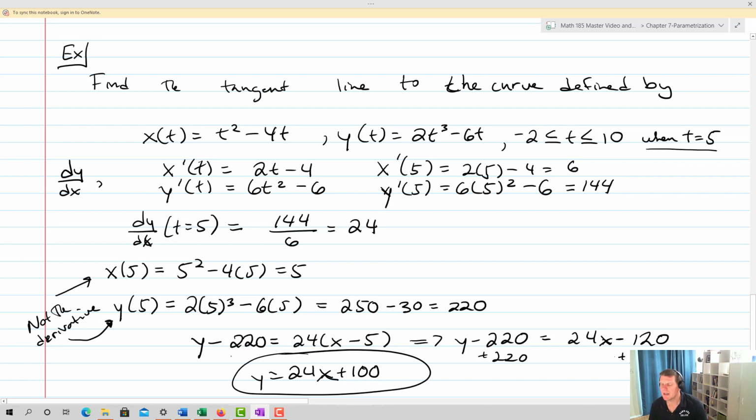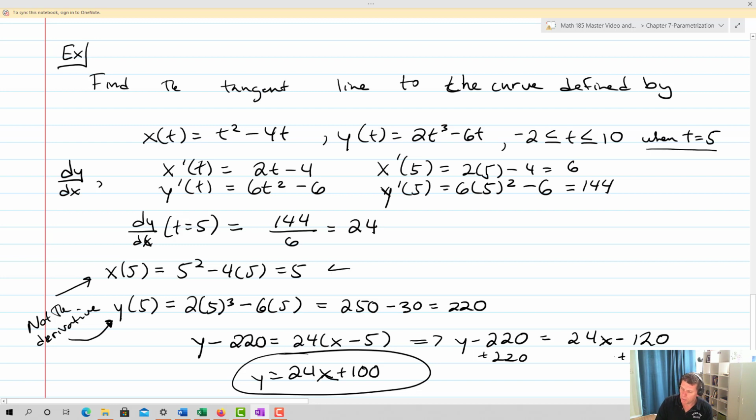So notice, in this case, all I really want to do is I want to say, okay, well, I know dy dx, my derivative, is going to be y prime of t over x prime of t. So what I'll do is, rather than going out and doing any kind of simplification or algebra, I'll find literally y prime of 5 and x prime of 5 and just divide those two numbers. Okay? And that'll give me the slope of the tangent line.